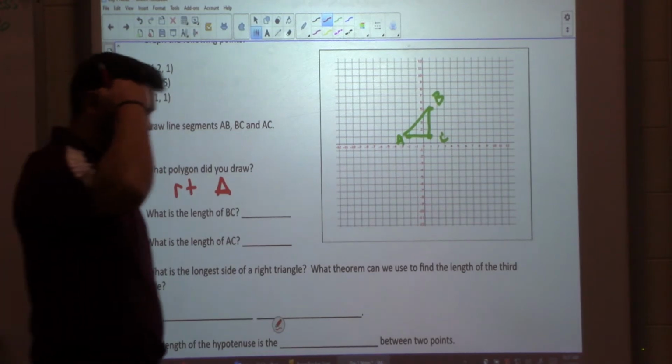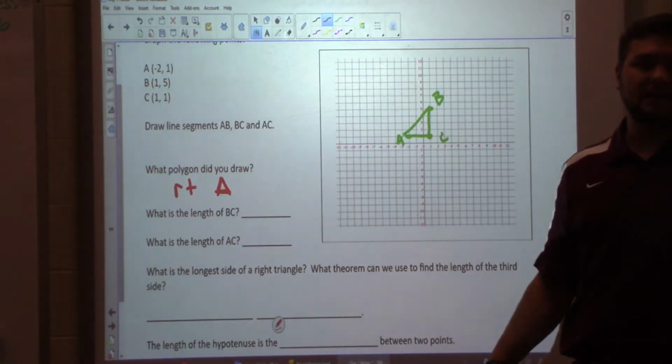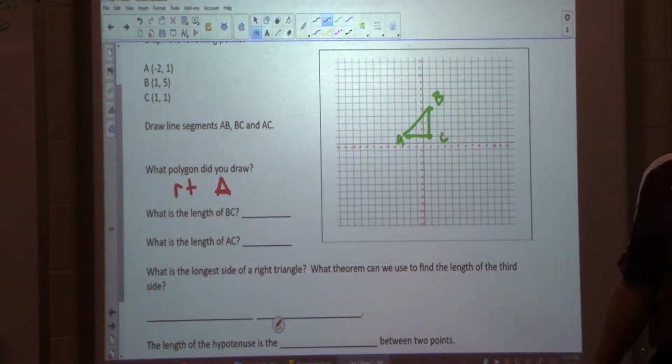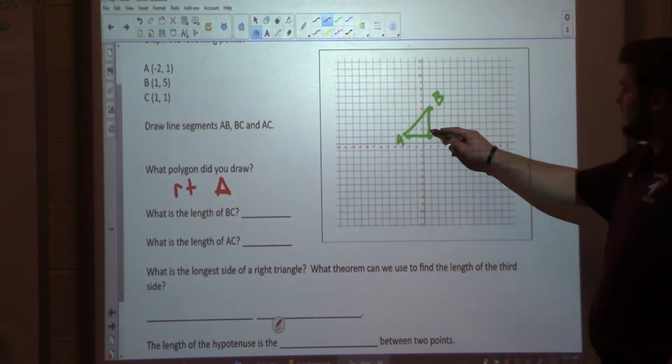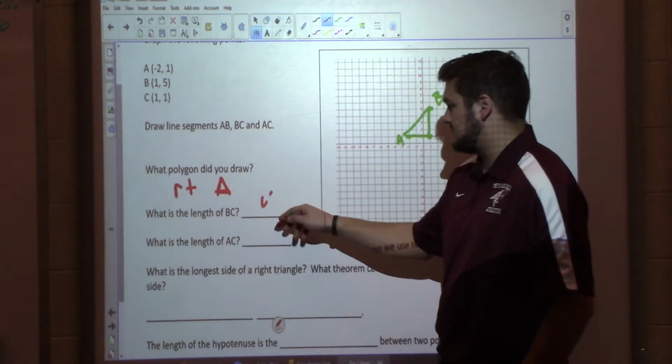4. Cal, how'd you get 4? You said 4, right? Cal? Who, me? Yeah, did you say 4? No? Who said 4 back there? Cameron? How'd you get 4? I counted. 1, 2, 3, 4. Good. So, length of BC is 4.